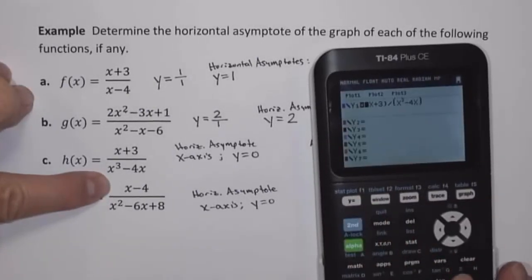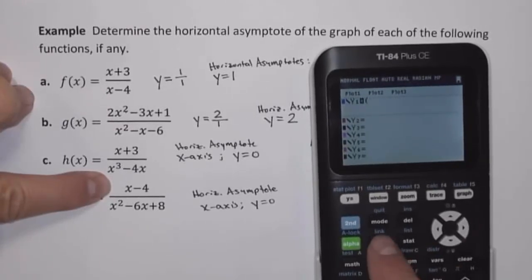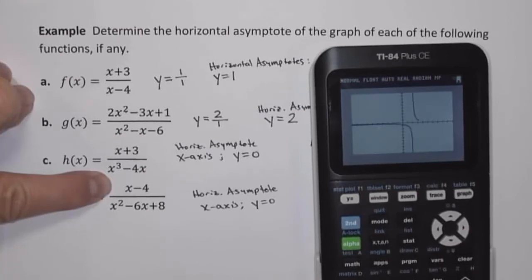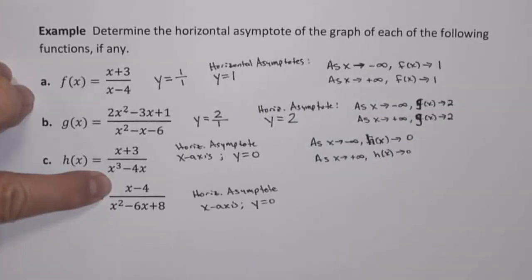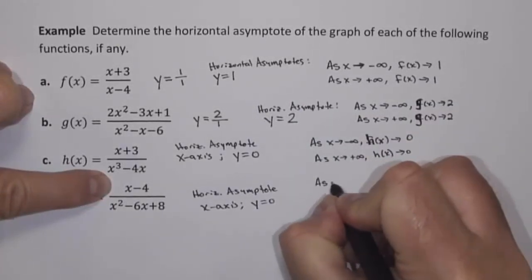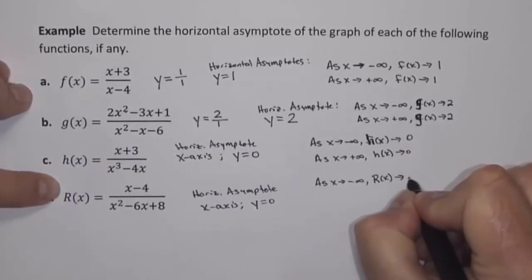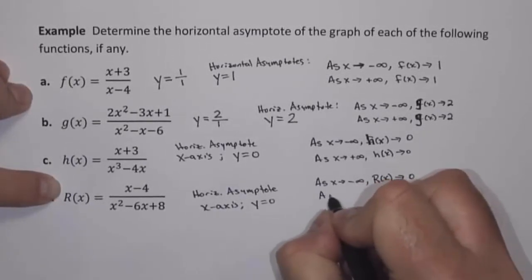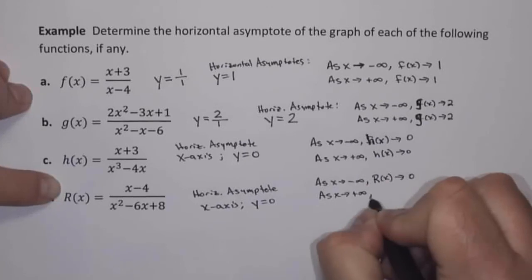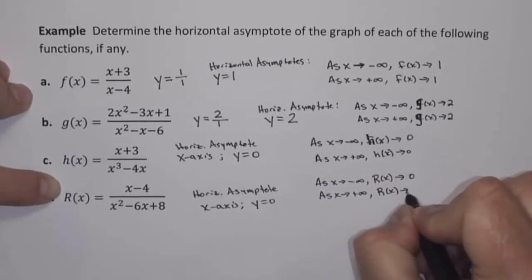Just to verify that, so I have parentheses x minus 4 divided by parentheses x squared minus 6x plus 8, close my parentheses, and if I graph that, again I can see that we have the x-axis as the horizontal asymptote. So again, I could say that as x goes to negative infinity, our function r of x is getting closer to 0 in value, and as x goes to positive infinity, our function is getting closer to 0.